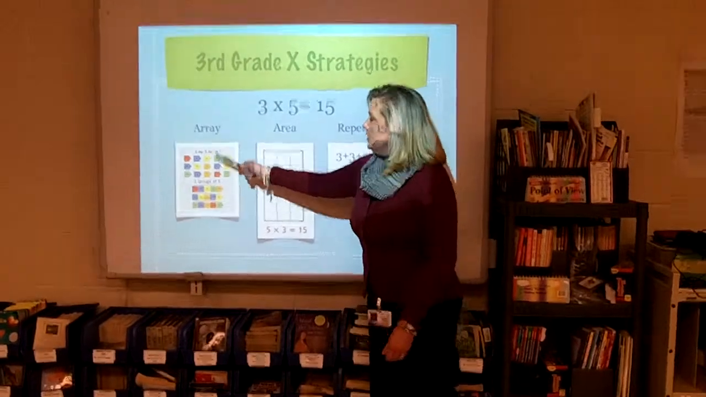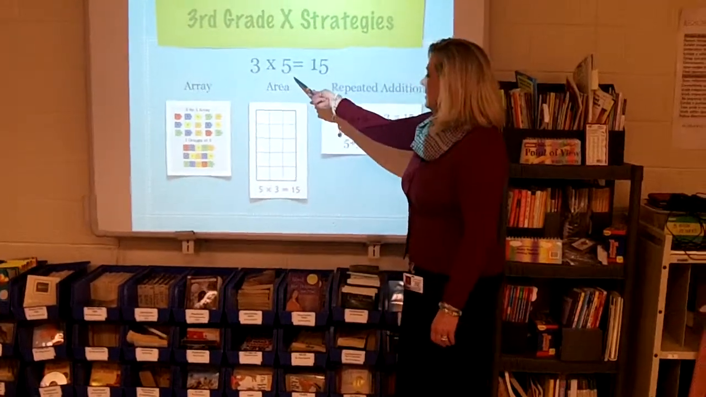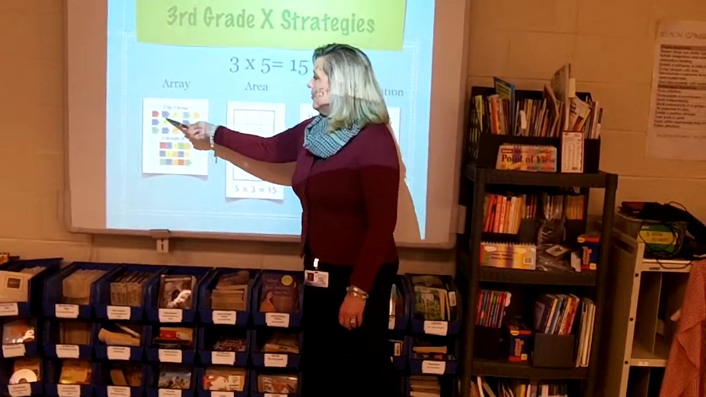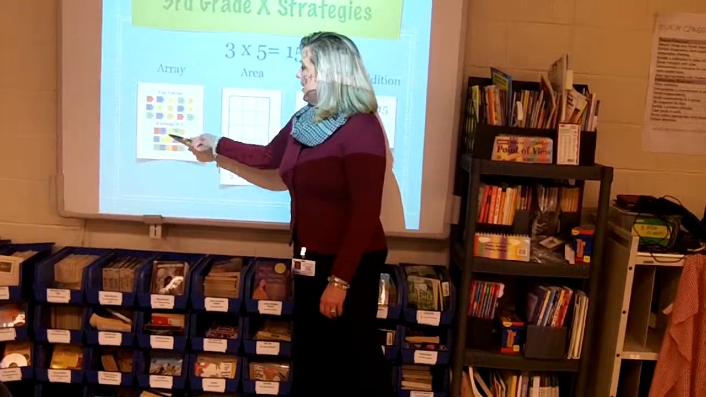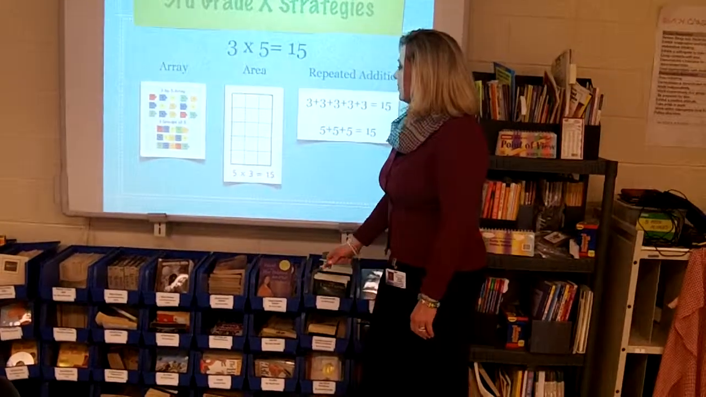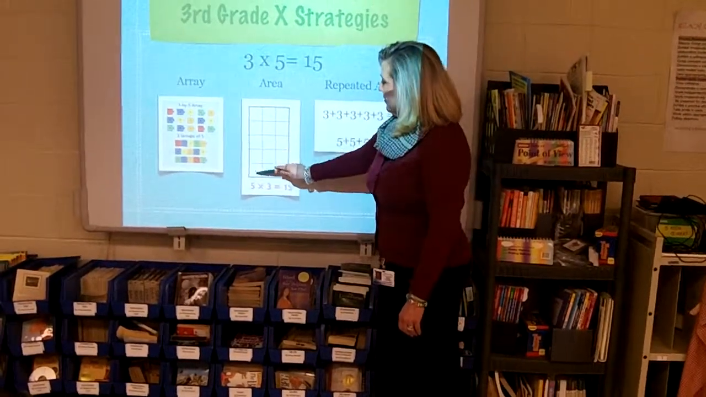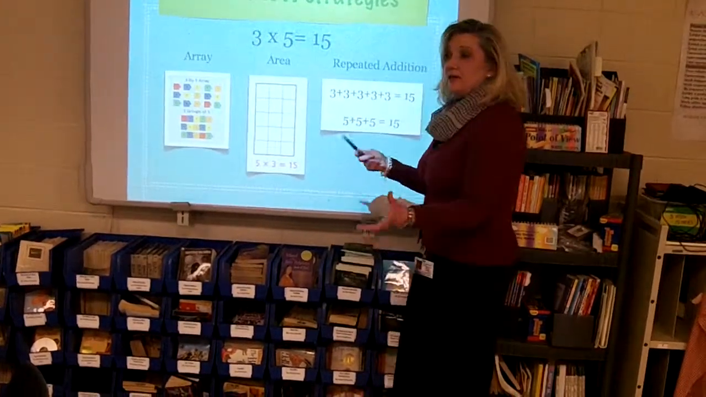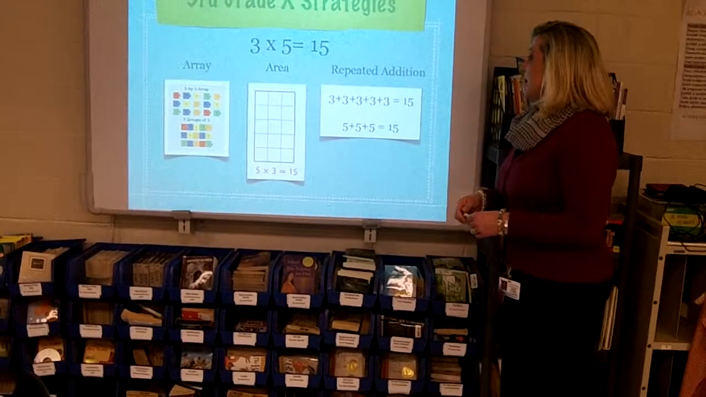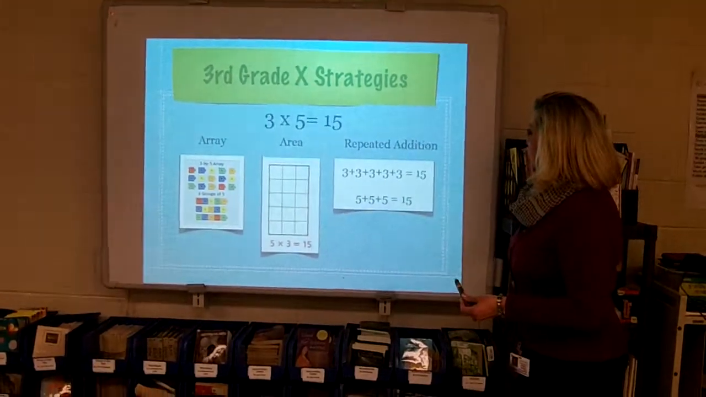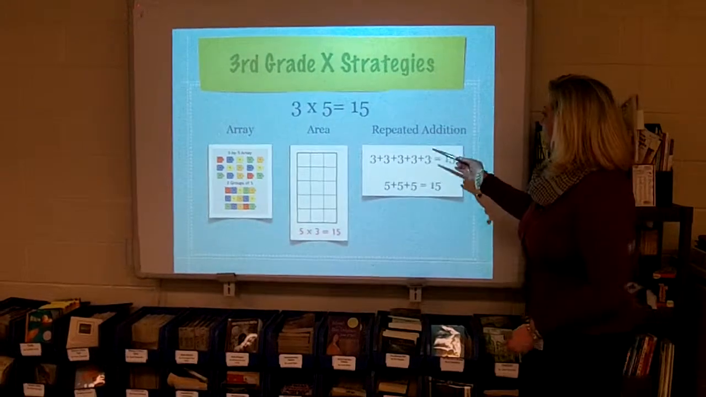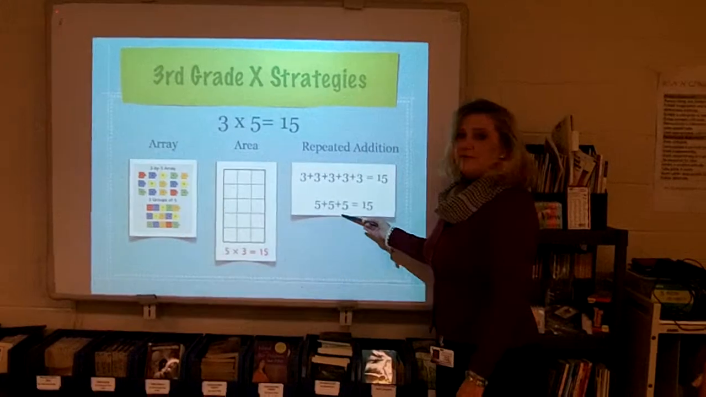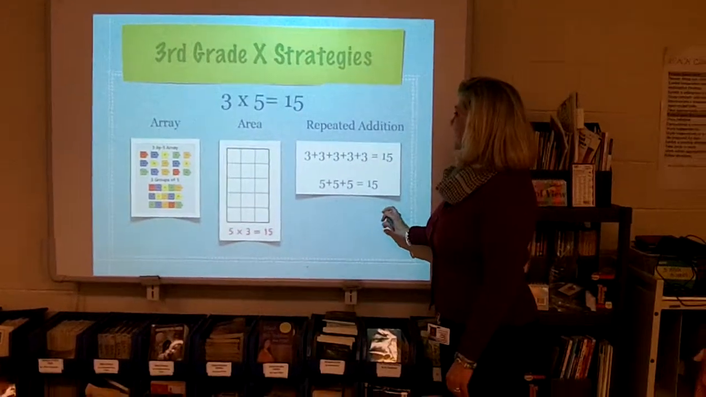We teach them in third grade to draw arrays. If our multiplication sentence is 3 times 5, we can draw a 3 by 5 array, 3 rows of 5, or make 3 groups of 5. Or we can have 5 columns of 3. That's using area. Gets them ready for when we start doing our unit on area and volume. Or repeated addition, 3 times 5. You do 5 threes or 3 fives, whichever way is easiest for your student to understand.